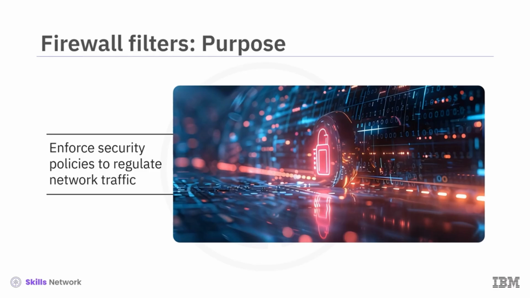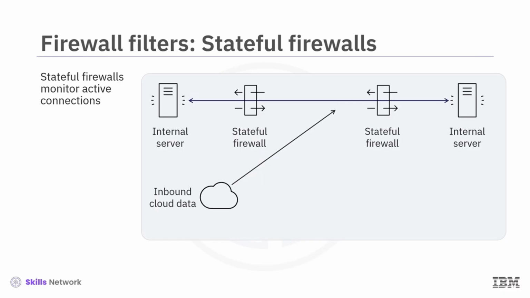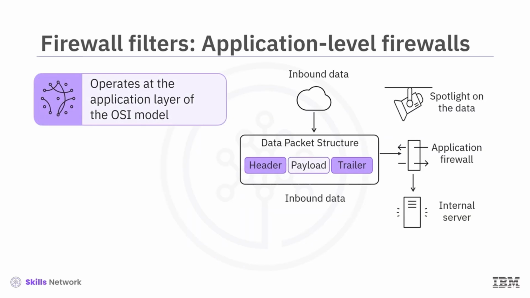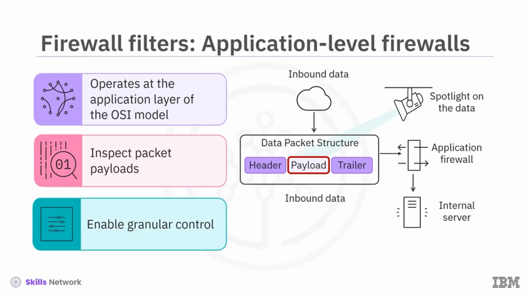Let's check out 3 types of firewalls. Stateless firewalls examine individual data packets based on their packet headers and make filtering decisions without considering packet context. Unlike their stateless counterparts, stateful firewalls monitor the state of active connections, allowing for more nuanced filtering decisions based on connection context. Application-level firewalls operate at the application layer of the OSI model. Application-level firewalls inspect packet payloads, enabling granular control over network traffic based on specific application data.